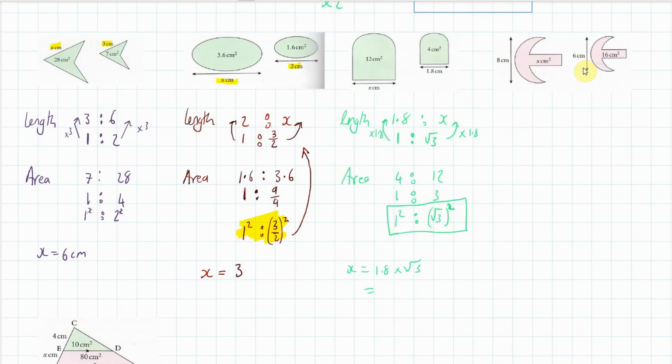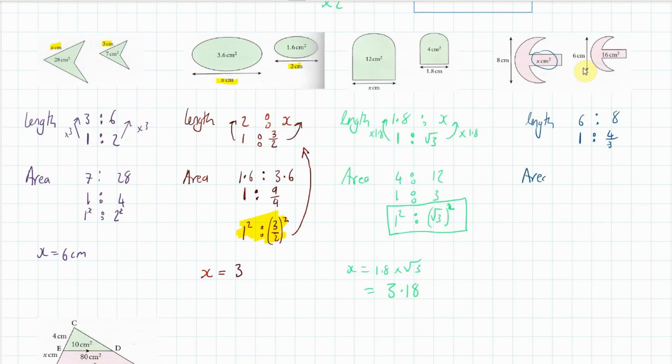To 3 significant figures is 3.18. Now the next one's a little bit different because this time you can see that the unknown is actually an area. So let's look at our lengths first. This time we've got the small one is 6 to 8. So I'm just going to divide both by 6. So I get 1. Now when I divide 8 by 6, I get 4/3. Right, 8 over 6 is the same as 4 over 3.